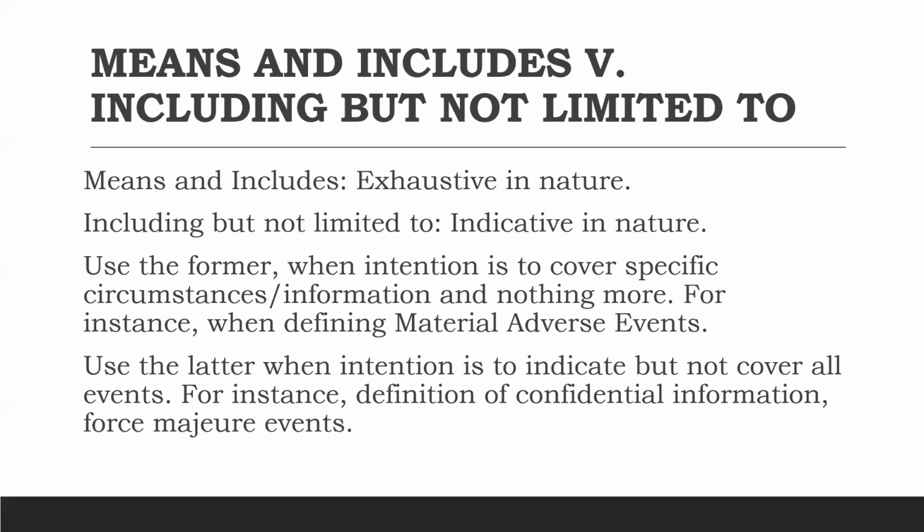Including but not limited to expands the scope. It's indicative in nature. It shows an example of the kind of things that exist, but the list is not restricted to those events. So use means and includes when you want to cover specific circumstances and information. So for instance, material adverse events. Now, when they are being defined, there are very specific events which are being defined. So here means and includes would make sense.